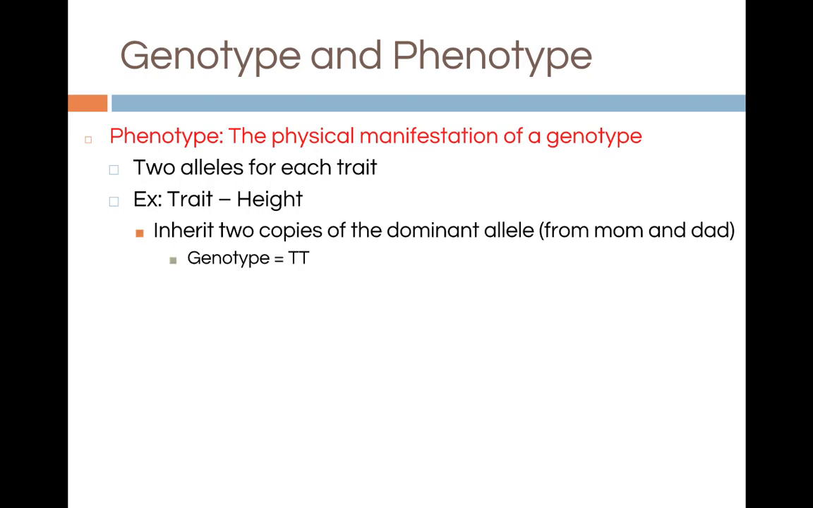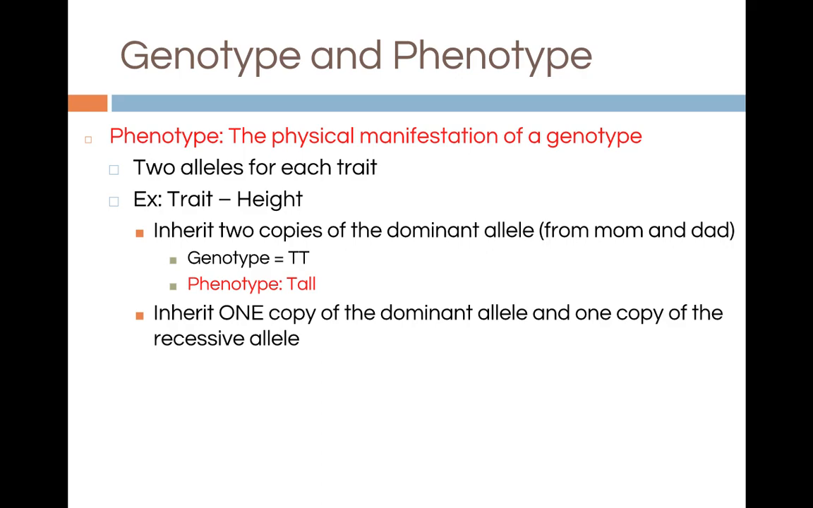If you inherit two copies of the dominant allele, so you're homozygous dominant, your genotype is big T, big T. But what does that actually mean? Remember, what this is saying is you've inherited two copies of an allele for being tall. So your phenotype would be tall, because you have at least one copy of that dominant allele.